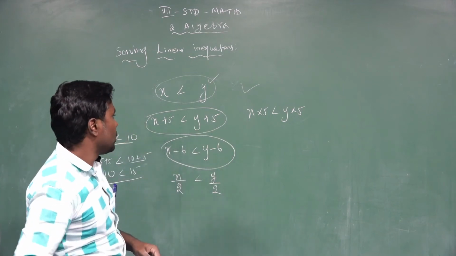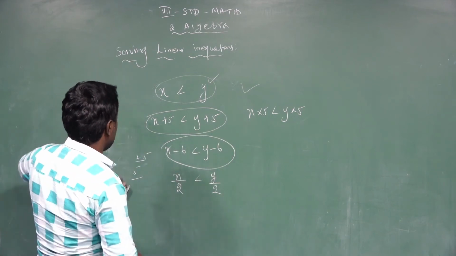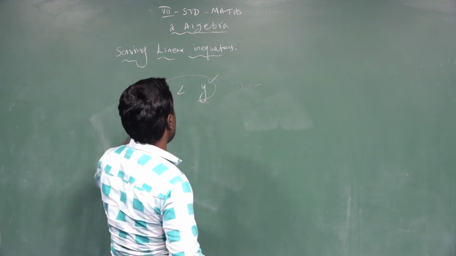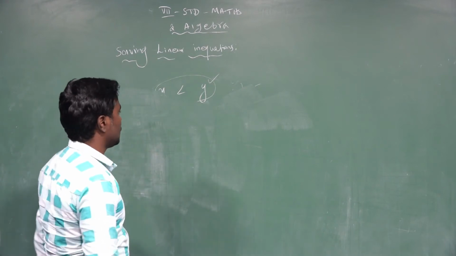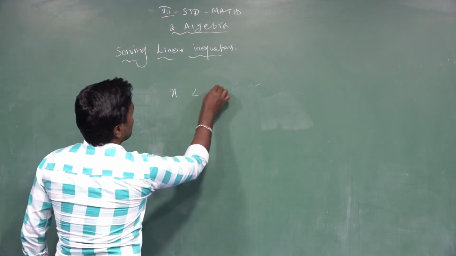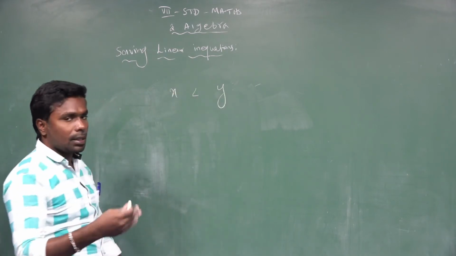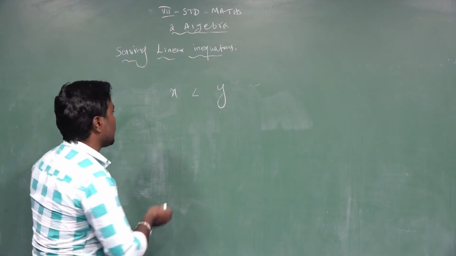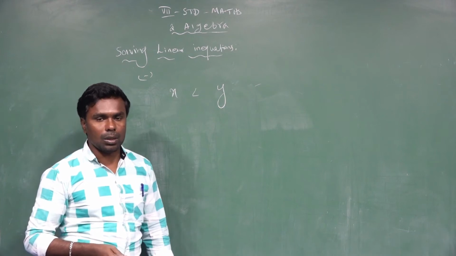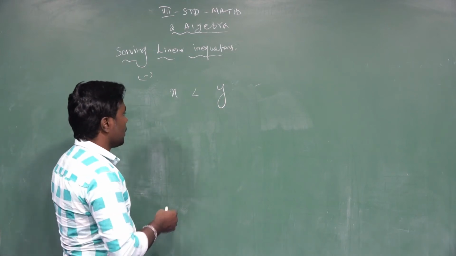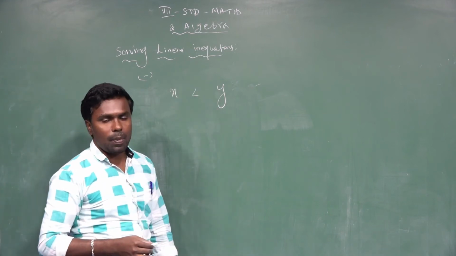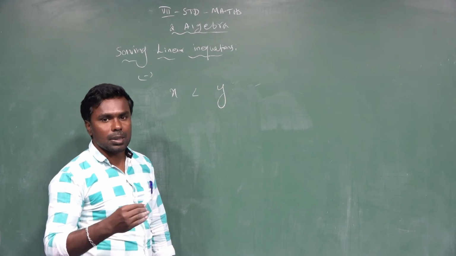And the second rule: just consider x less than y. When we multiply by a negative sign on both sides, the sign of the inequation must be reversed.